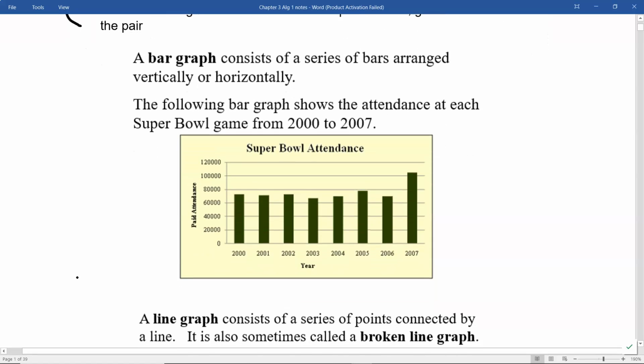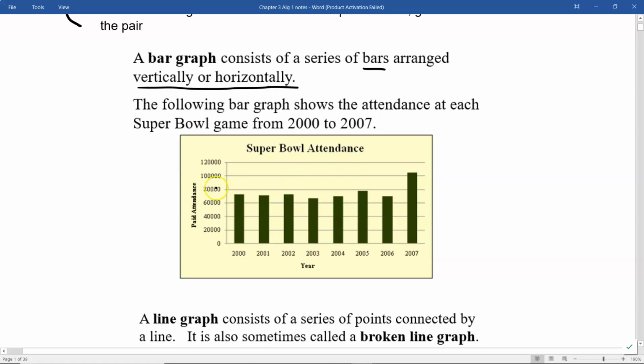So the bar graph shows a series of bars arranged vertically or horizontally. The name kind of gives it away. They have these little bars in them. So when you're looking at these bars, it might ask you to estimate numbers. If you're not 100% used to this right now, with more practice, you'll get better at eyeballing good measurements or good estimates.